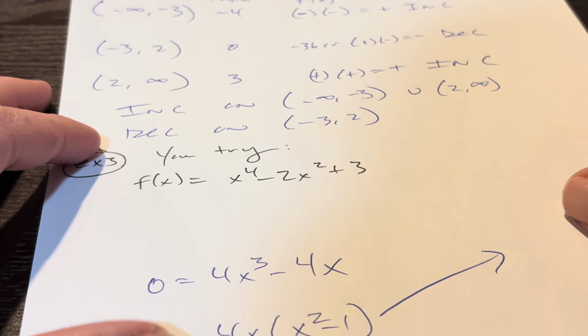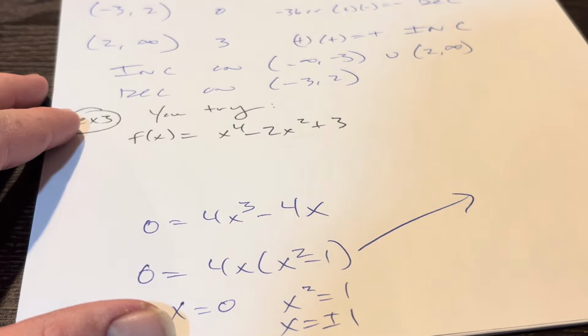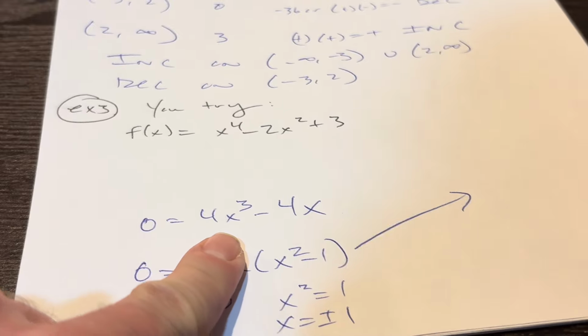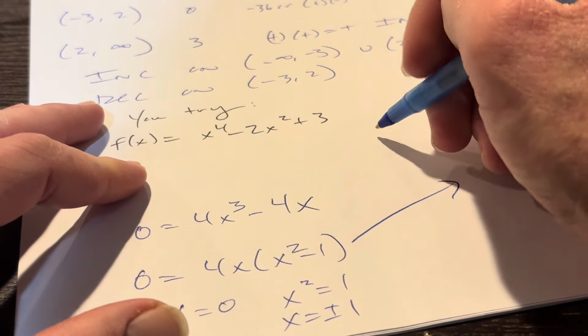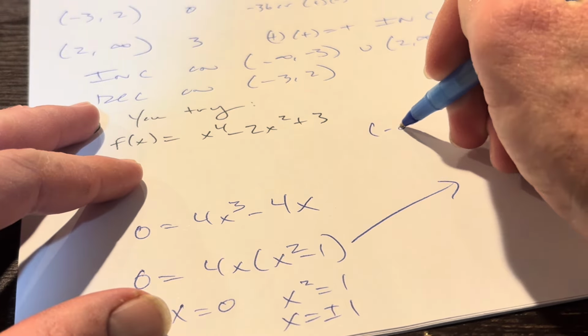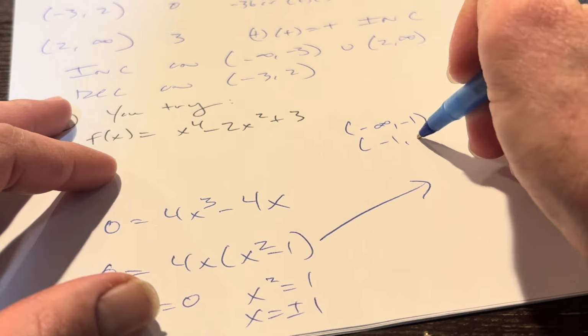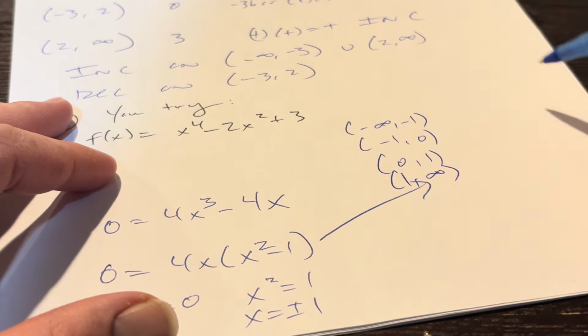Okay, so you get that. Then you're going to factor out the 4x that they have in common. Cover-up method is going to give you 4x is equal to 0. Then you're going to have x squared minus 1 is equal to 0. x squared is 1, x is plus or minus 1. All right, so we'll talk about this when I see you again. But your intervals are going to be -infinity to -1, -1 to 0, 0 to 1, and 1 to infinity.